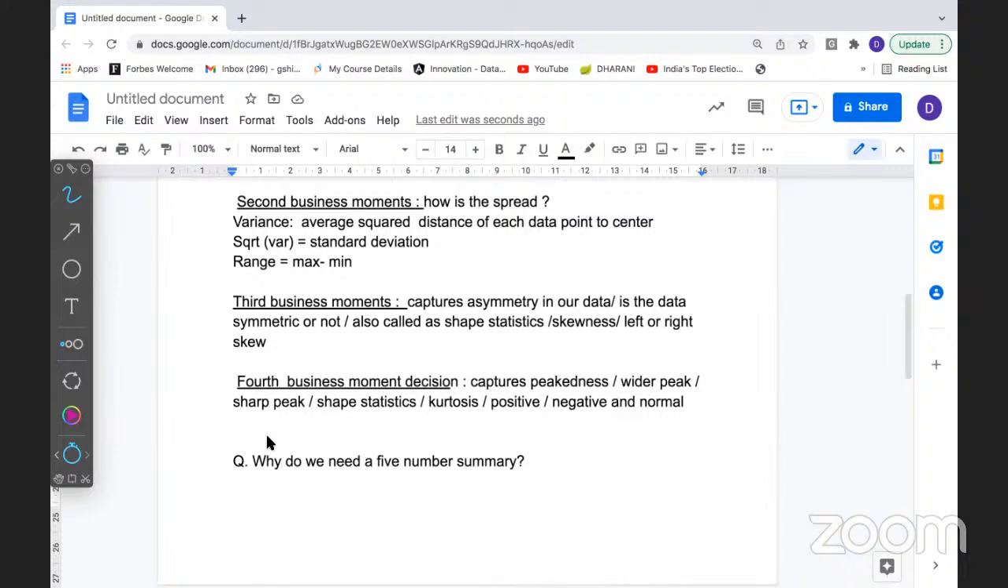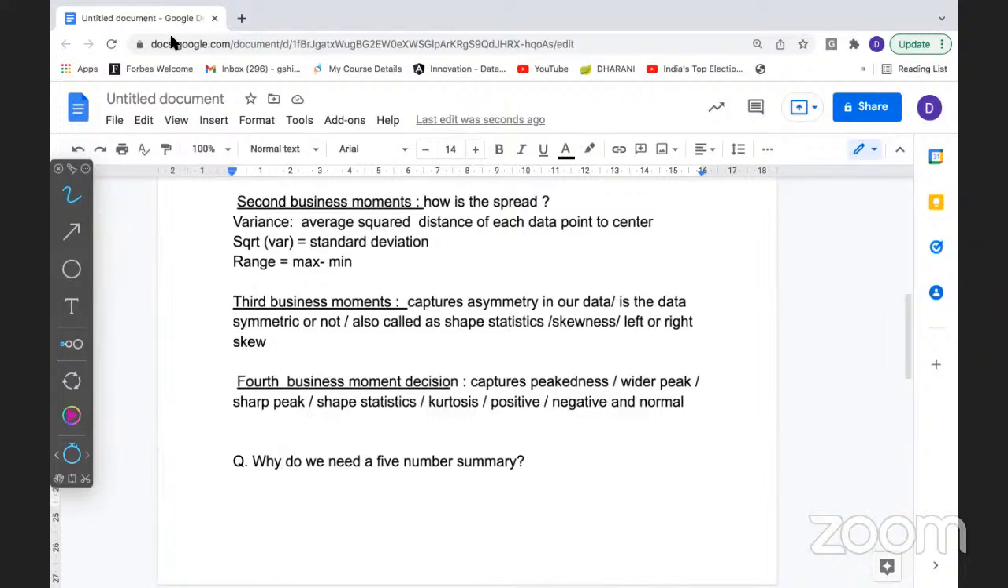Which plot will give you a 5-number summary? So first of all, what is a 5-number summary?